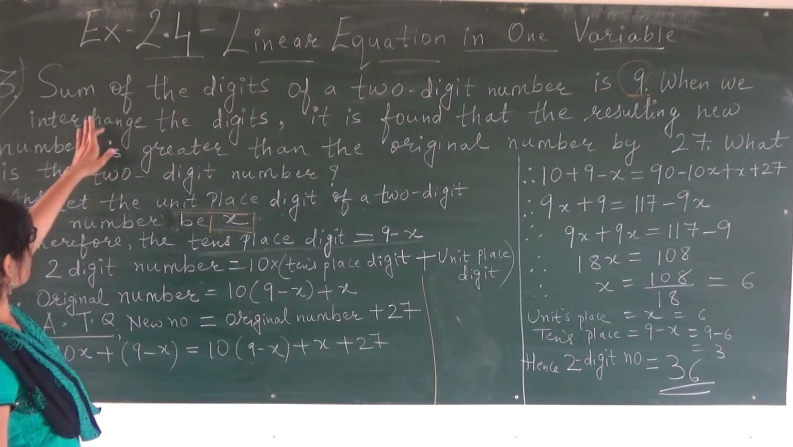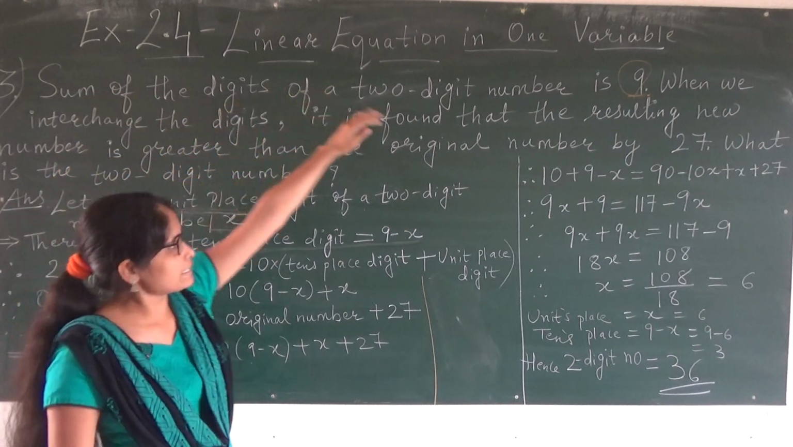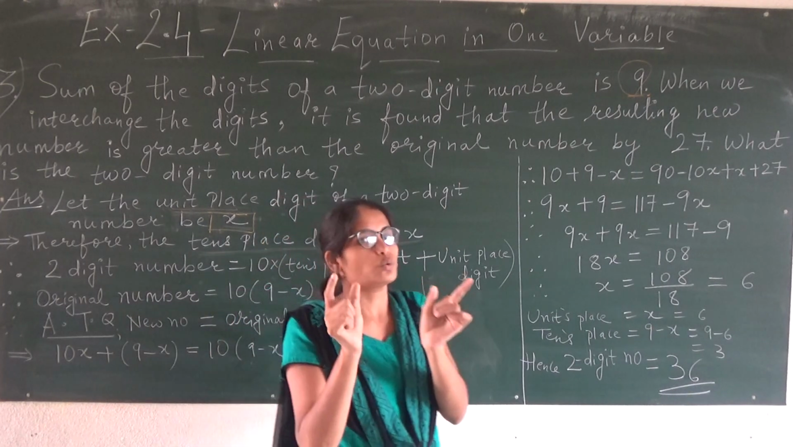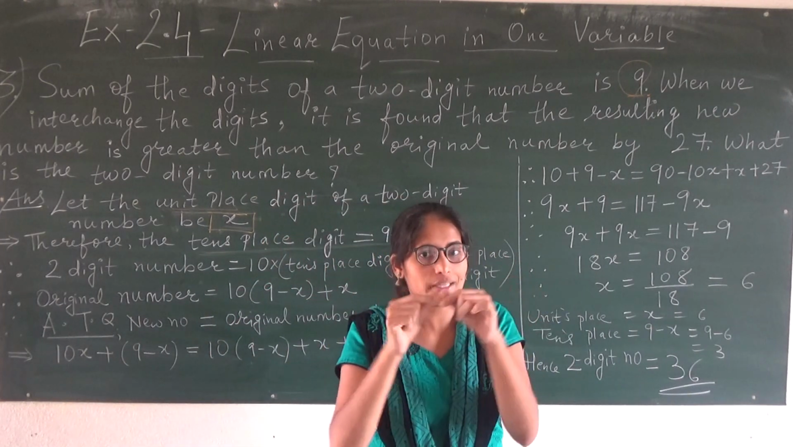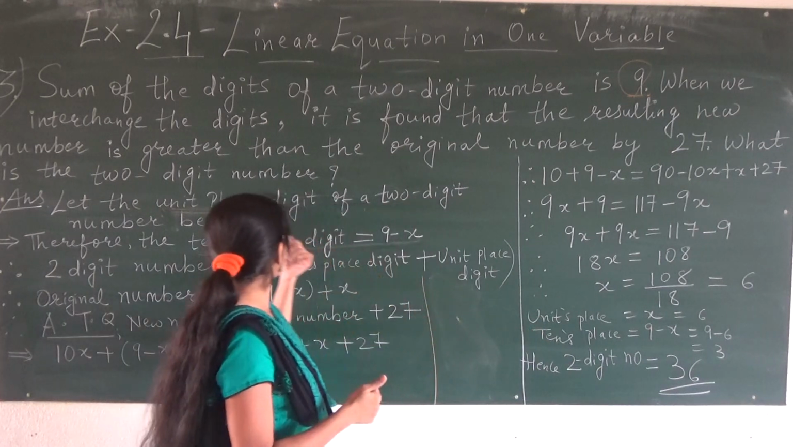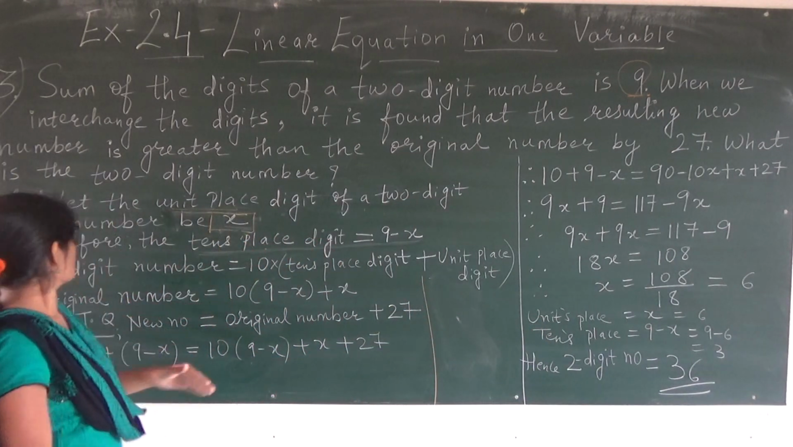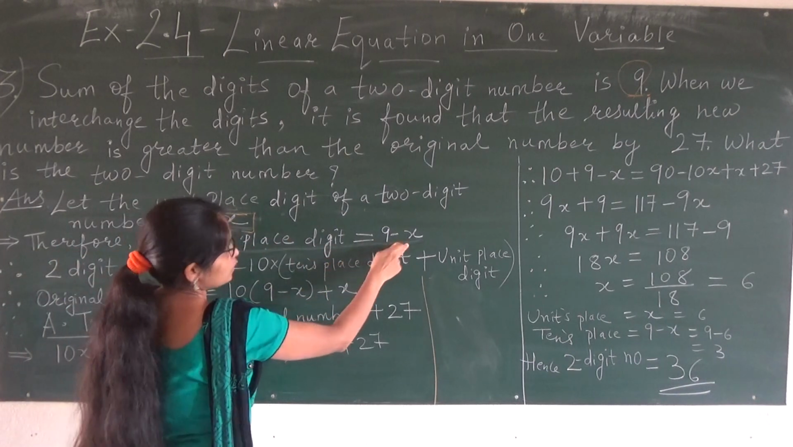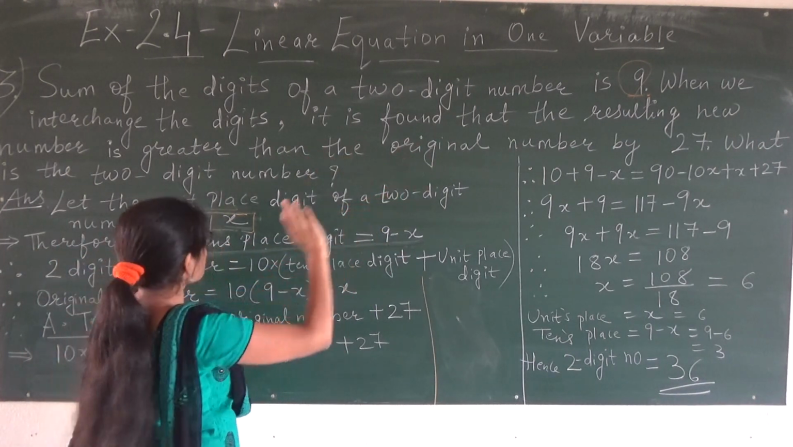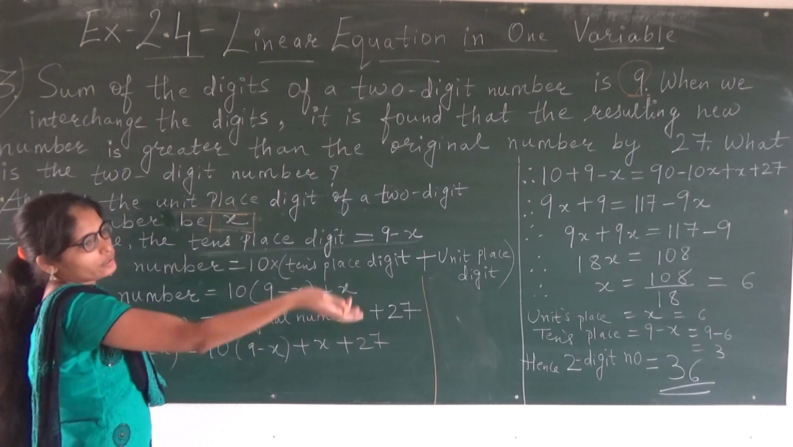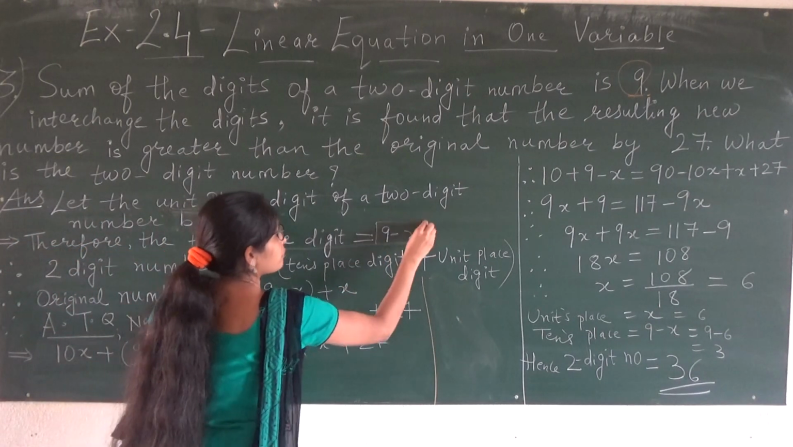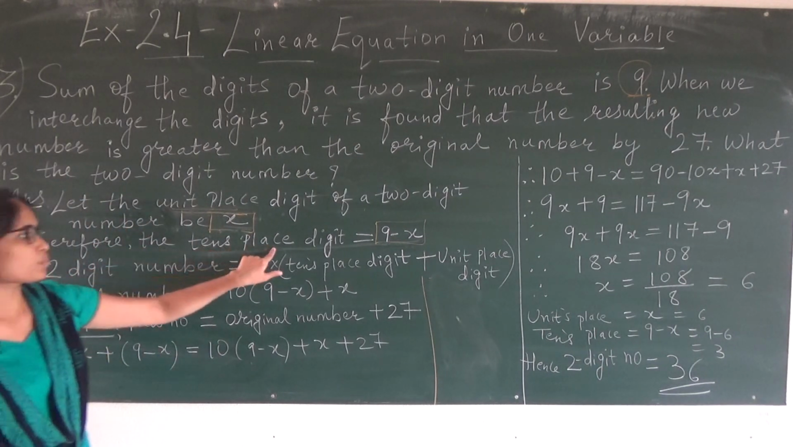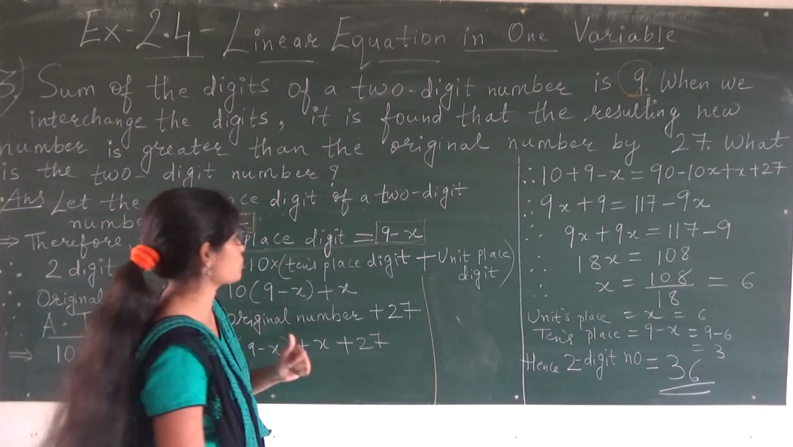Now, it is given that the sum of the digits is 9. Ones place plus tens place, whatever the digits are, their total is 9. Now, one number we are taking as x, that is units place. So the other number, at tens place, will be 9 minus x, because the sum is 9. So 9 minus x will be at tens place.